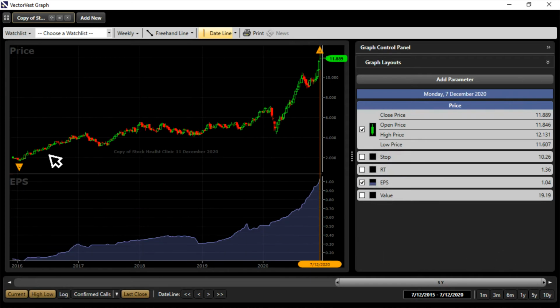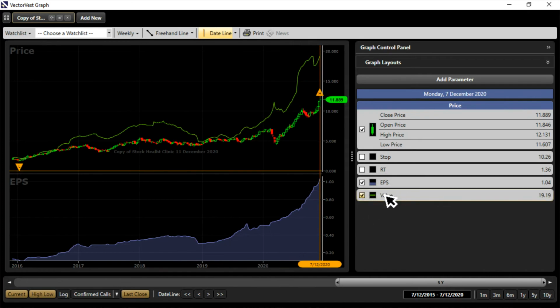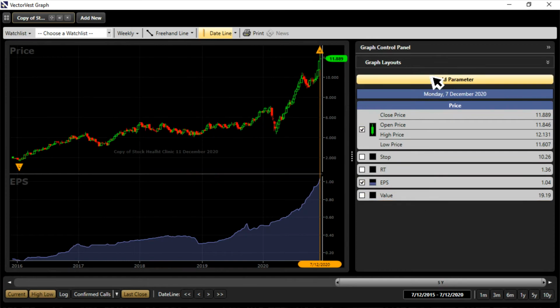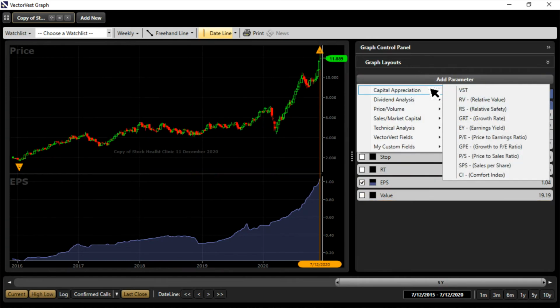Why has this portfolio gone up? It's because the earnings have gone up. All right, let's throw the value on. Right, it's been nicely undervalued for most of the time too. Let's throw in our GRT. So capital appreciation and GRT, earnings growth rate.